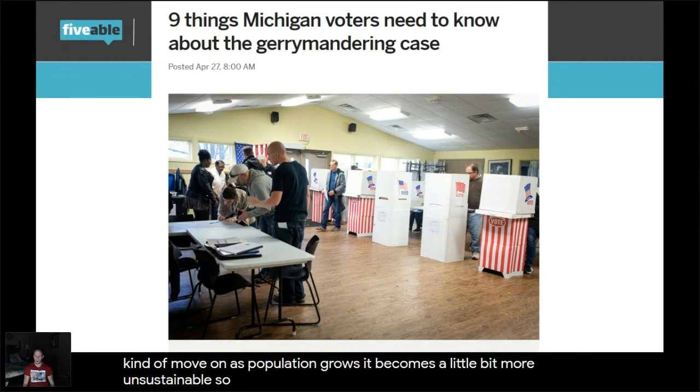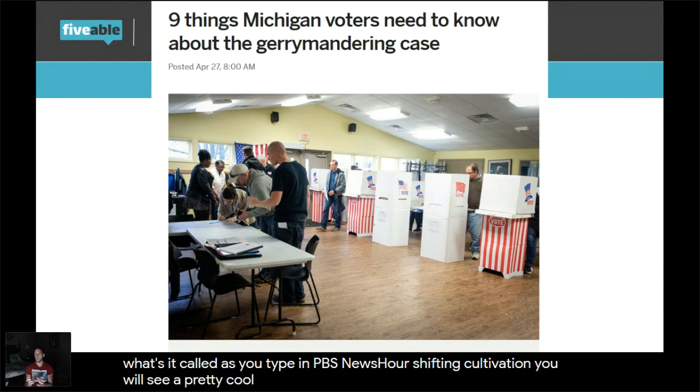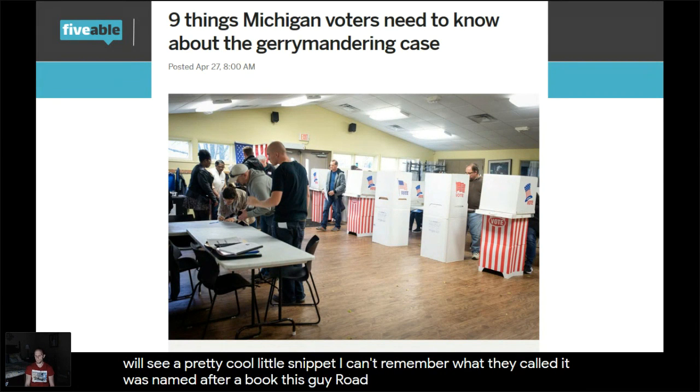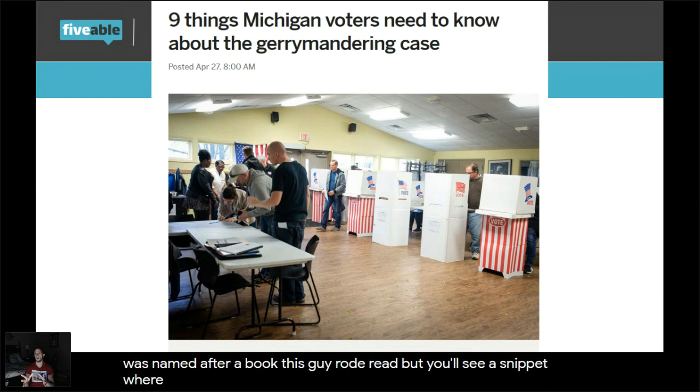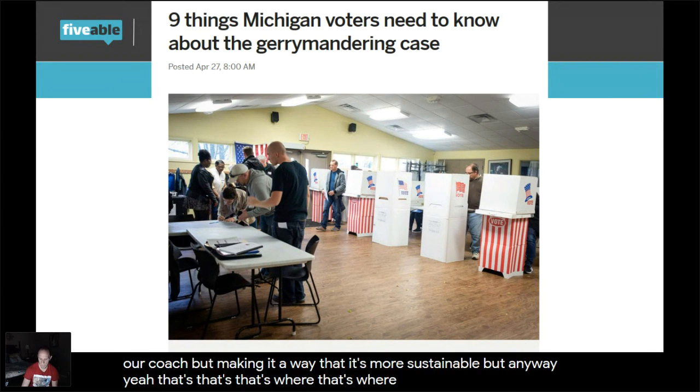There is a great PBS NewsHour piece. If you type in PBS NewsHour shifting cultivation, you will see a pretty cool little snippet. I can't remember what they called it; it was named after a book this guy read. You'll see a snippet where they talk about sustainable ways of continuing shifting agriculture, but in a way that is more sustainable. But anyway, that's where you would see that along the tropics.